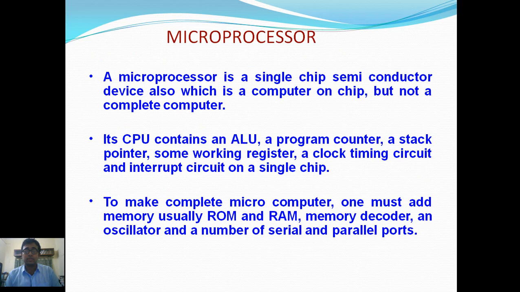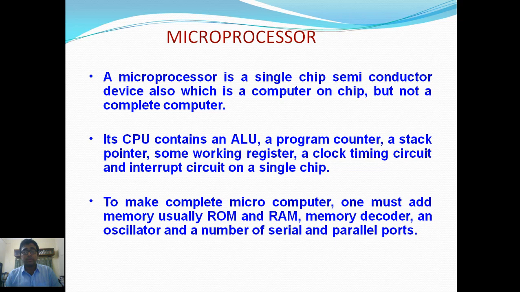In the general purpose processor, the first one is the microprocessor. A microprocessor is a single chip semiconductor device, also a computer on chip, but not a complete computer. Its CPU contains an ALU, meaning arithmetic logic unit, a program counter, a stack pointer, some working registers, a clock timing circuit, and an interrupt circuit on a single chip. It means it contains everything we usually need to instruct a processor.